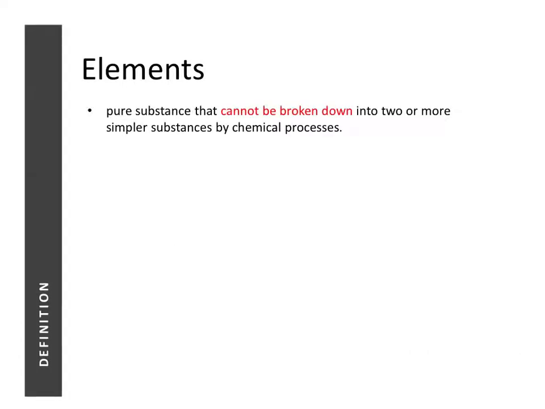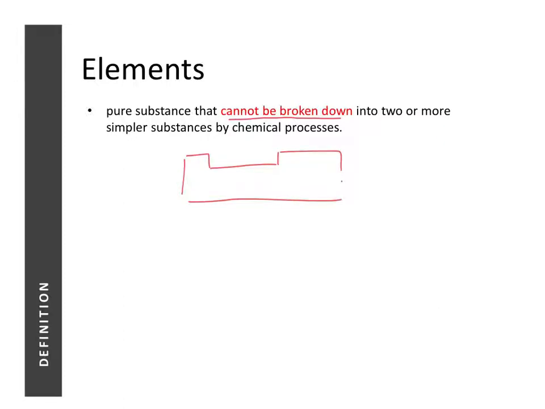So firstly, elements. Elements are pure substances that cannot be broken down into two or more simpler substances by chemical methods or chemical processes or by any methods. So the key word here is that it cannot be broken down. So if I want to look up an element, the place that I need to go to would be your periodic table that looks something like this.